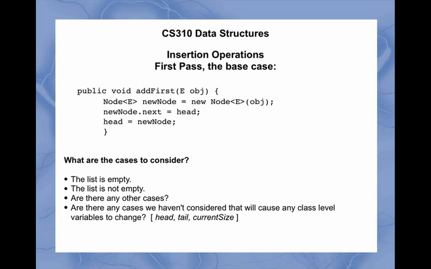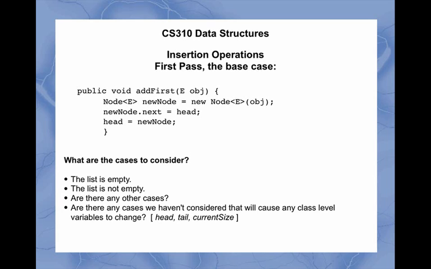The next one I want to look at is insertion. So we examined the add first already. Recall that this code is defective because it's missing a case. What we were missing was the case that the list is initially empty. Then we need to set both the head and the tail to the new node. So what are our cases: if the list is empty, if the list is not empty? Are there any cases we haven't considered?